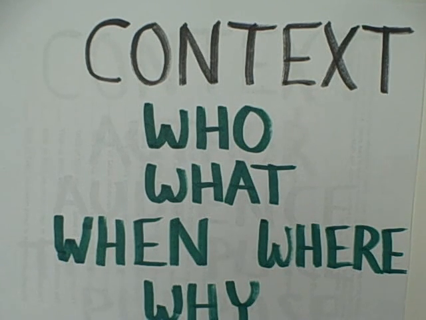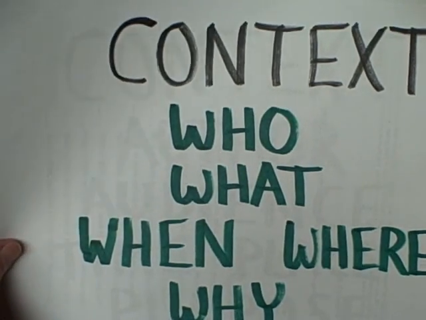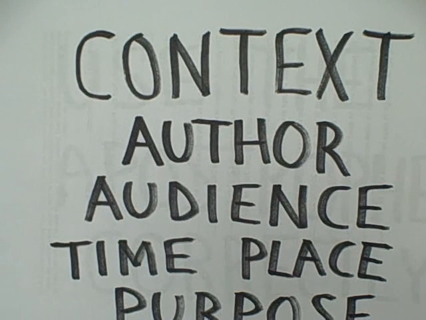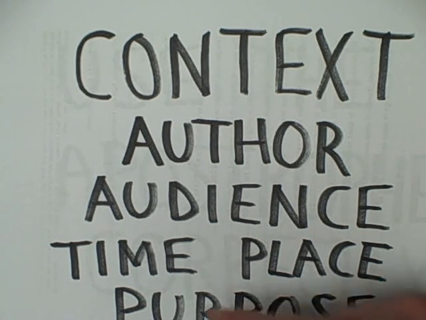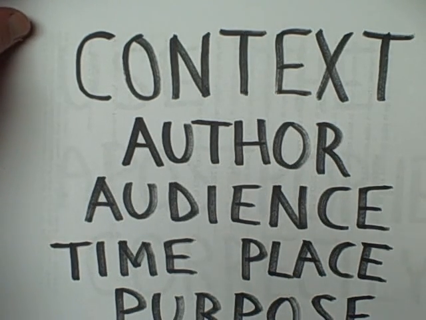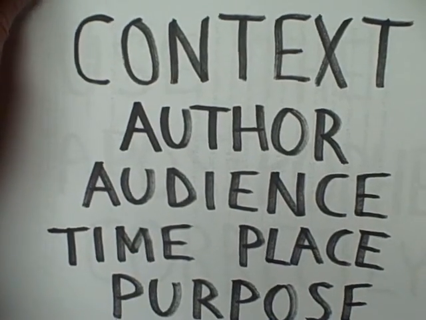Consider the 5 W's. Who said it? What audience was being addressed? When was it said? Where was it said? And why was this statement made? In other words, the context requires you to consider the author, the person who said it, the audience to whom it was addressed, when and where the statement was made, and the why, the purpose for which the statement was made.